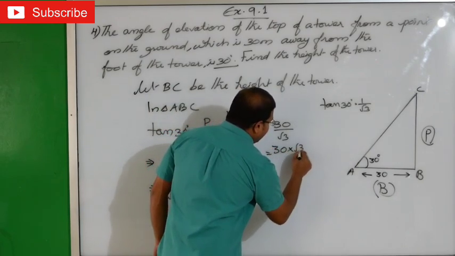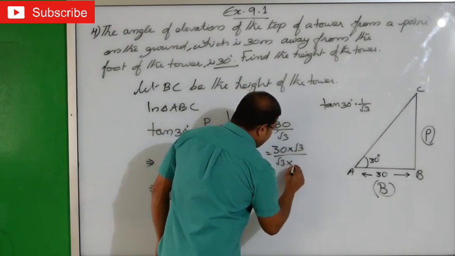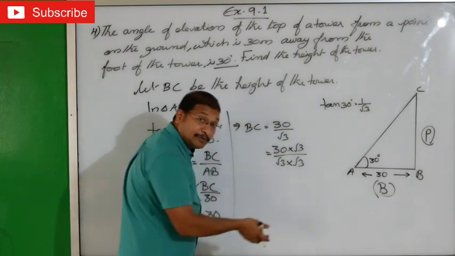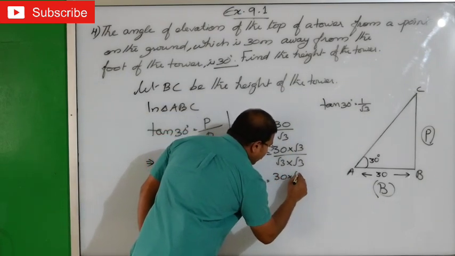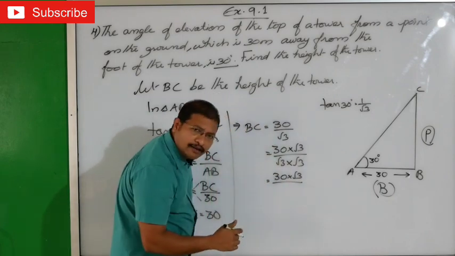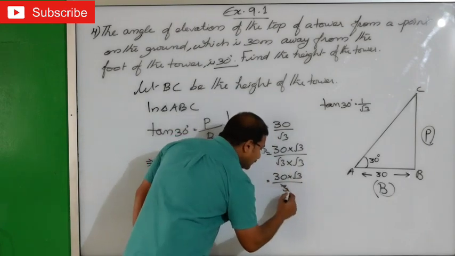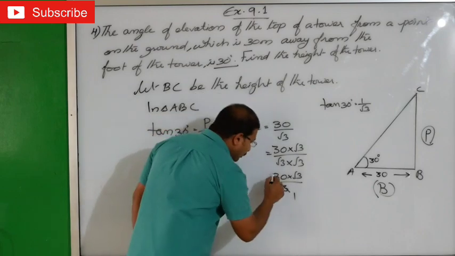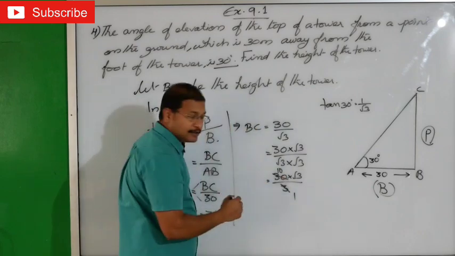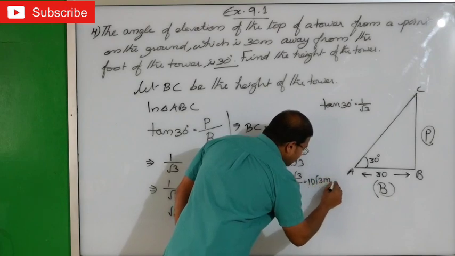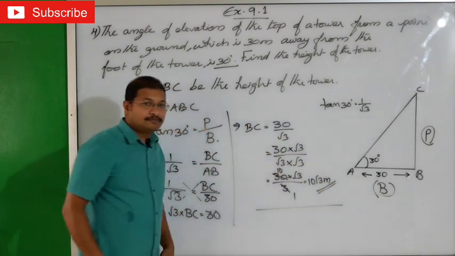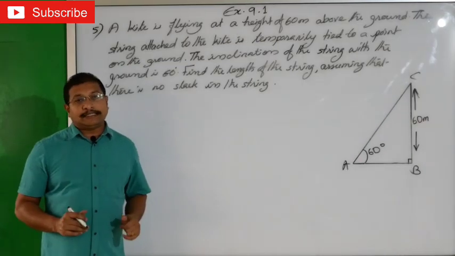Numerator and denominator, root 3 will multiply, to remove the root 3 from the denominator, isn't it? Equals 30 into root 3 divided by root 3 into root 3, 3. So we cancel, 3 ones are 3, 3 tens are 30, isn't it? That means the answer is 10 root 3 meter. Okay. Let's see the next question.